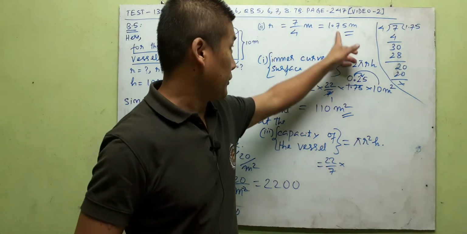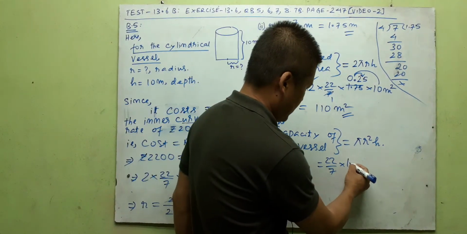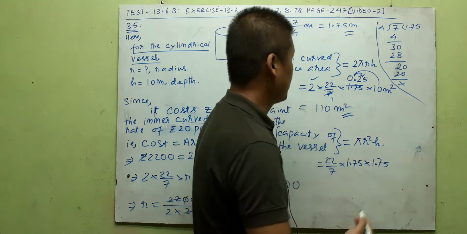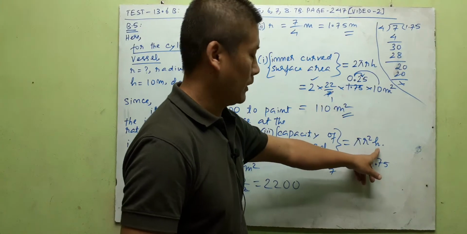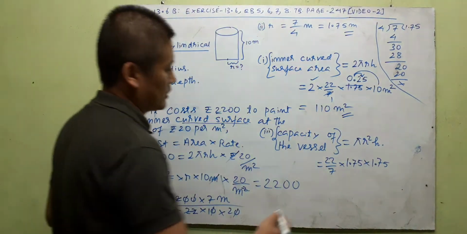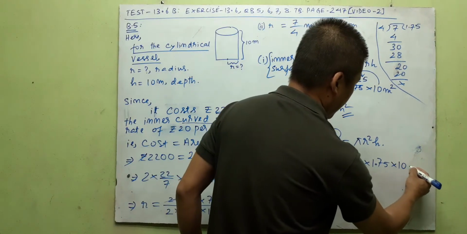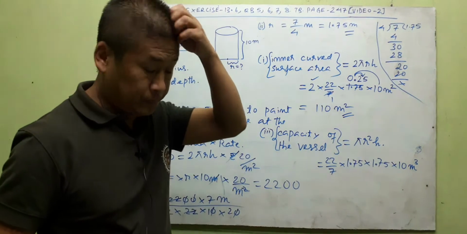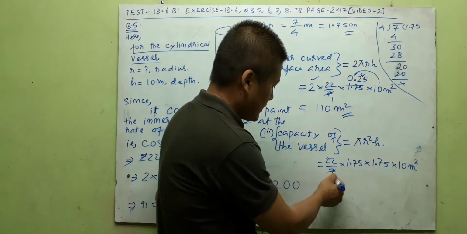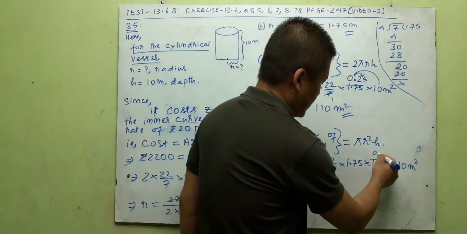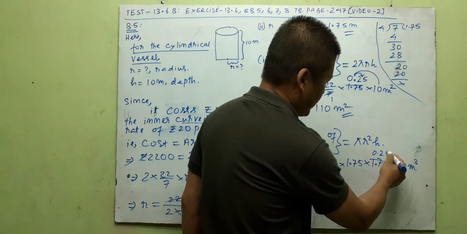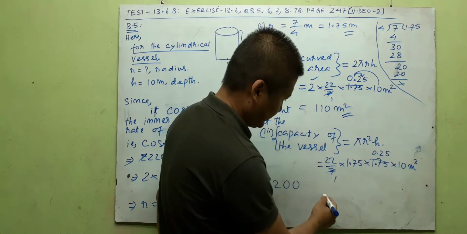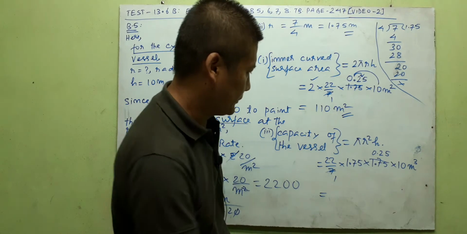Then R, we have got it from here. So we just put there 1.75 into 1.75, 2 times, because R square. H here is 10. So we just put that. And then volume is meter cube. So we just put there meter cube. Then we cancel carefully. 7 ones are 7, 0, 7 twos are 14, 7 fives are 35. Just like we did here. Same number, right? So here 0.25 again.